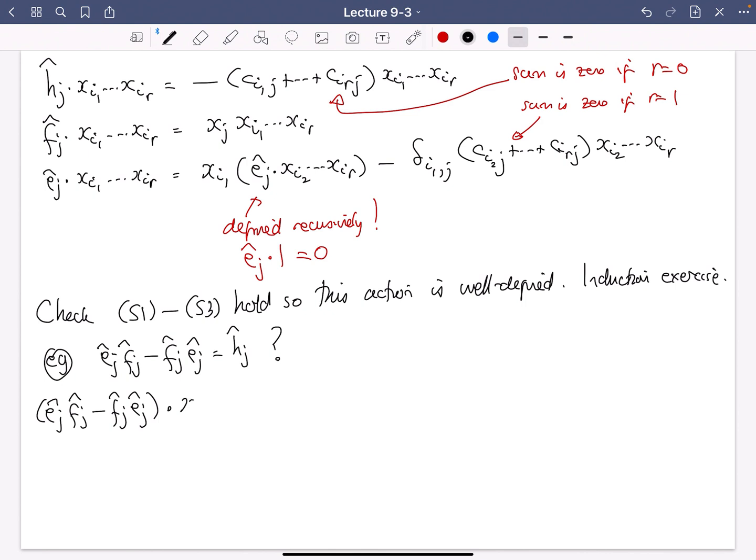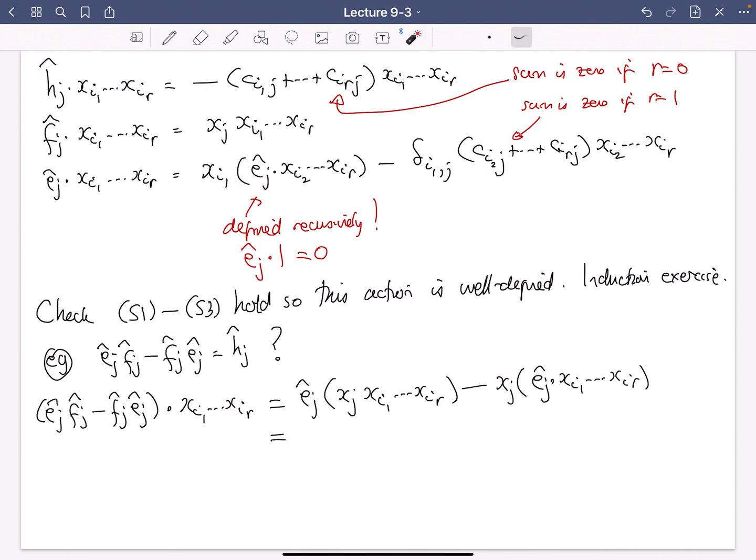So you have to take the left-hand side, the complicated side, and you have to act on the monomial xi1 up to xir. So that's ej hat, and the fj hat just multiplies by xj. And then you have to subtract, and I've got to act with ej hat on the monomial. Okay, so that's all looking good. But now I'm going to use the definition of ej hat acting on that monomial. So I get it going inside, that's the recursive part, but when it goes inside, that recursive term just cancels out that term, right? So this is fairly easy.